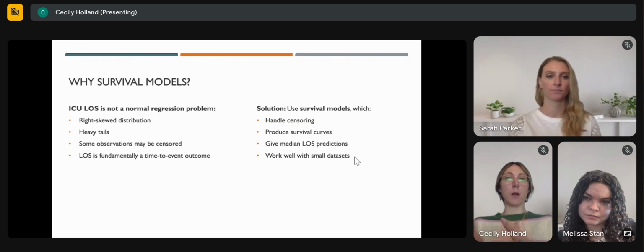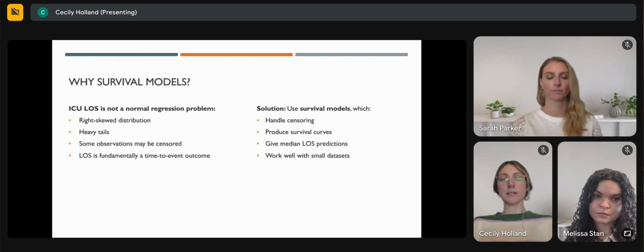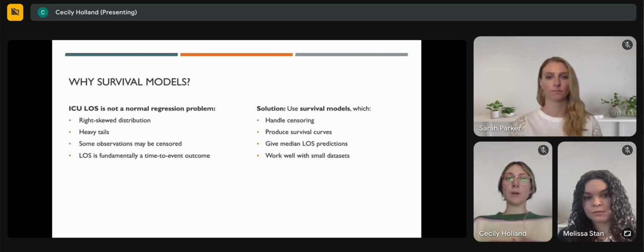We use survival models in this case because the ICU length of stay is not a normal regression problem. It's a very right skewed distribution with very heavy tails, and the observations are censored, meaning that some patients are still in the hospital that are in the data set, and not all of it's a historical data set. So we had to have the model account for those additional parameters and adjustments. And the length of stay is fundamentally a time to event outcome. And our solution for this was to use the survival models, which are able to handle the censoring, like I said, produce survival curves, and give those median length of stay predictions working with a small data set.